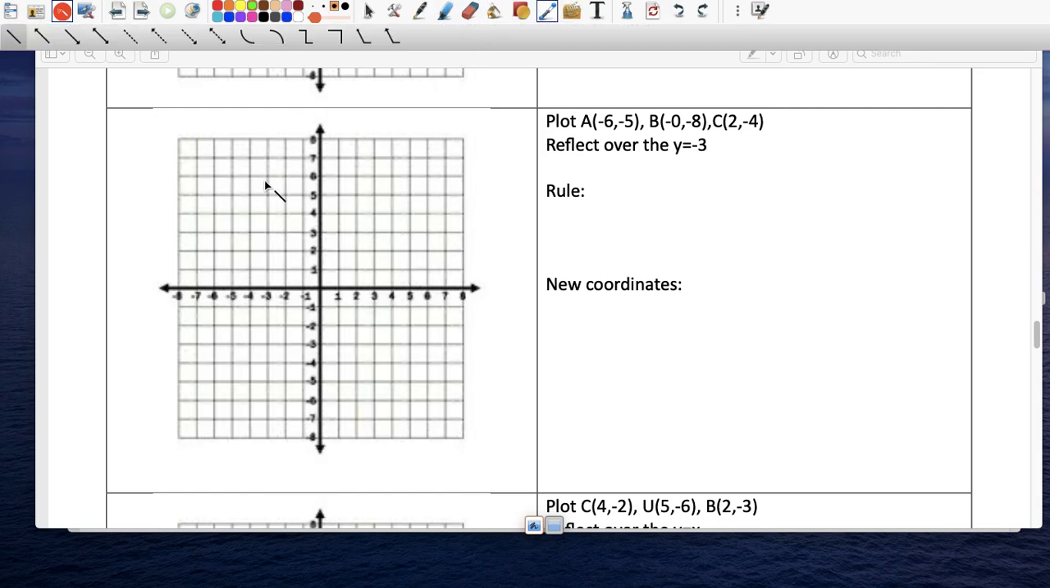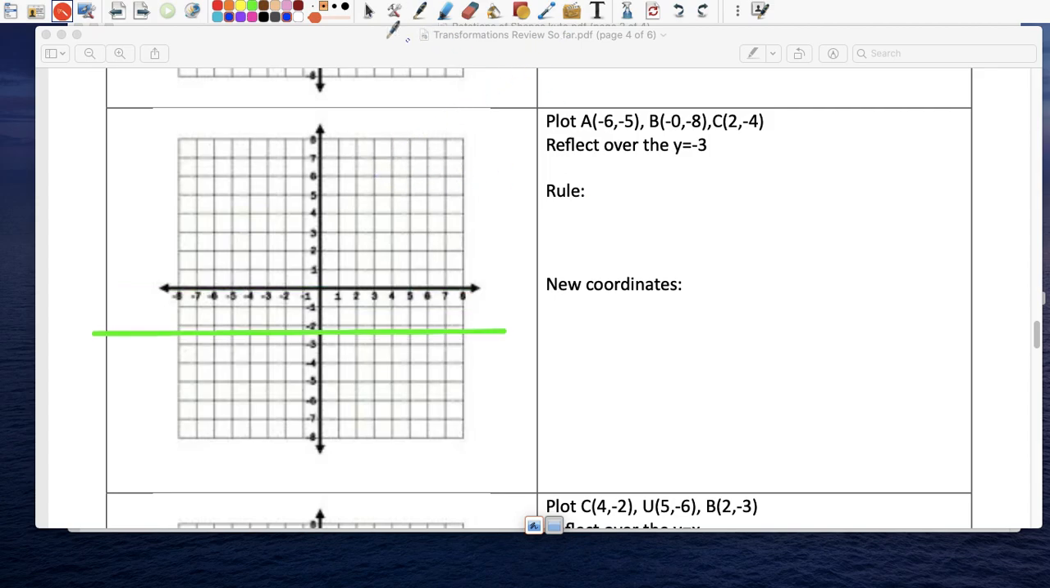No, y equals -3. Here's my line of reflection, right? So with this one, let me plot one of the numbers so you can see. Let's go -6 and -5. -6 and -5 is here. This is plot point A. You're going to reflect this over the line y equals -3.